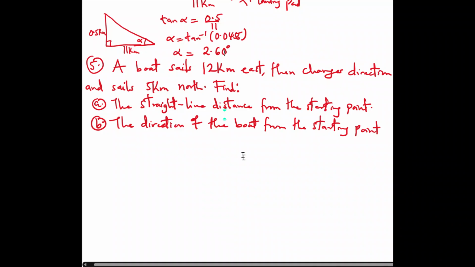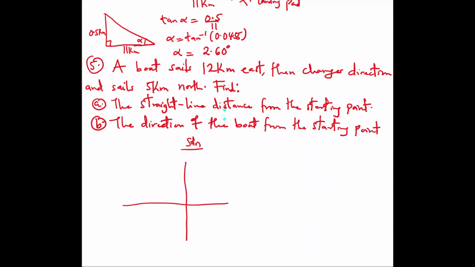The last question I'm going to be explaining is this. It says a boat sails 12 kilometers east, then changes direction and sails 5 kilometers north. So if we are drawing in bearing, when we are drawing the four cardinal points on the earth, north, south, east, and west, we have it like this. This is north, this is south, this is west, this is east, right? So the boat sails 12 kilometers east.